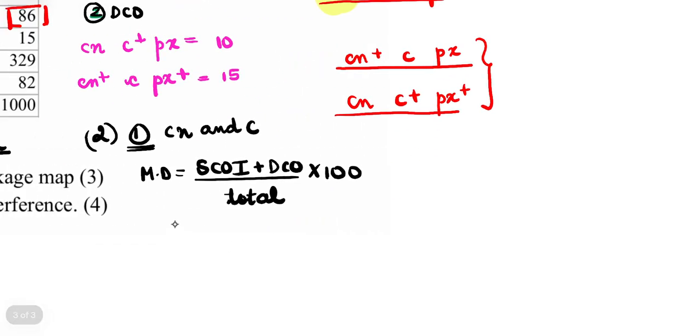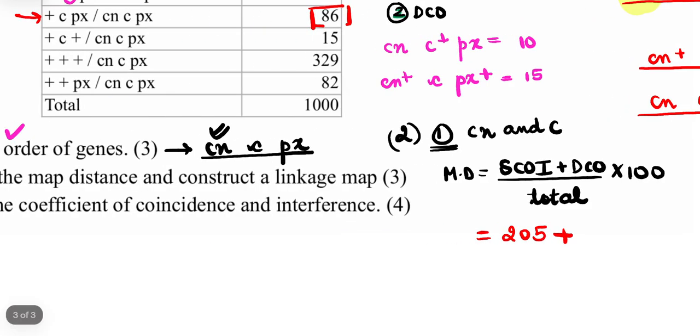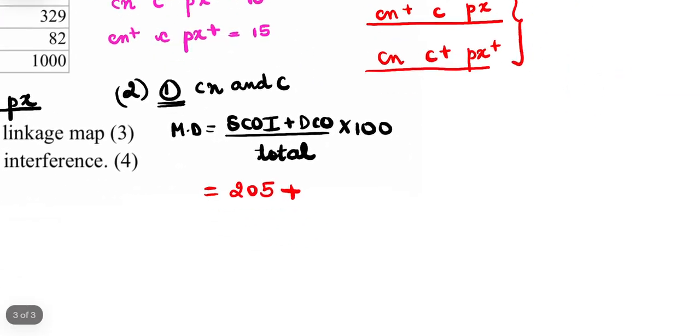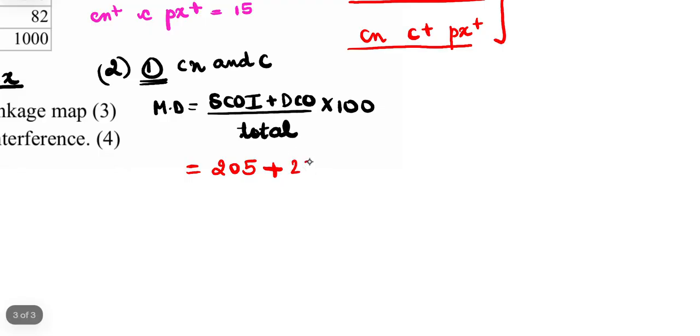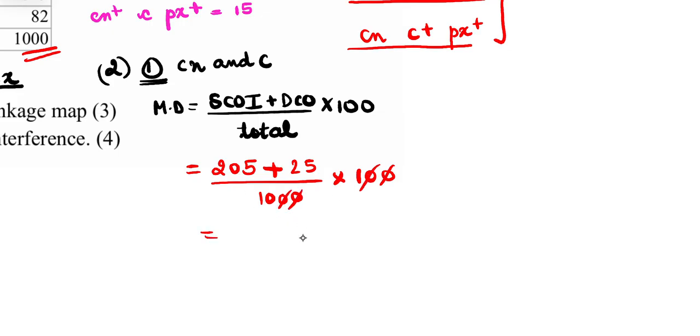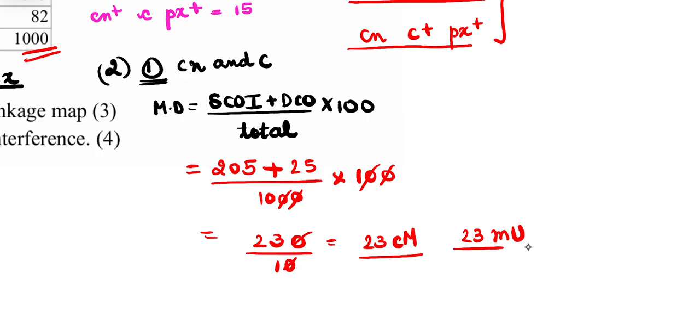So the map distance will be equal to 205 plus double crossovers. How many were my double crossovers? They were 10 and 15, so in total 25. So I'll write here 25, then I'll write total. Total is given, it is 1000, multiplied by 100. So we get 230 upon 10, so it's approximately 23 centimorgan, or we can write 23 map units.